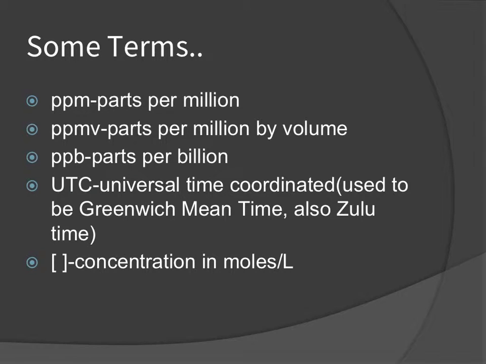Some terms that you need to be familiar with are ppms, parts per million, ppmv, parts per million by volume. So if you take a liter of gas, how many parts per million would you have in that liter of gas? ppbs are parts per billion. And then concentration, which is in moles per liter.